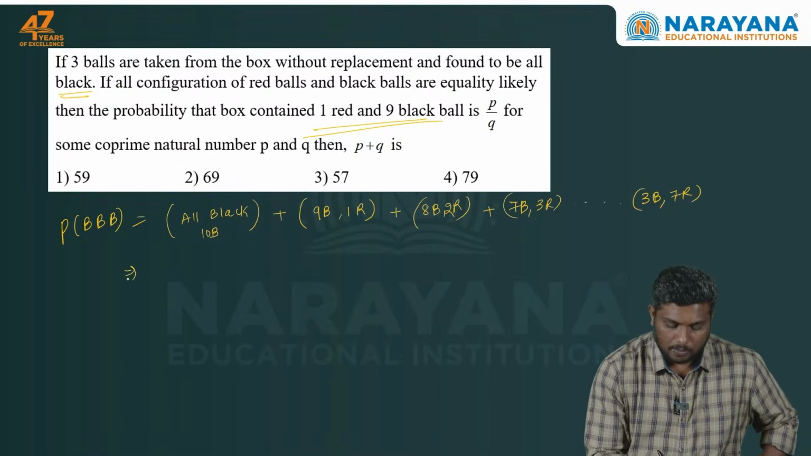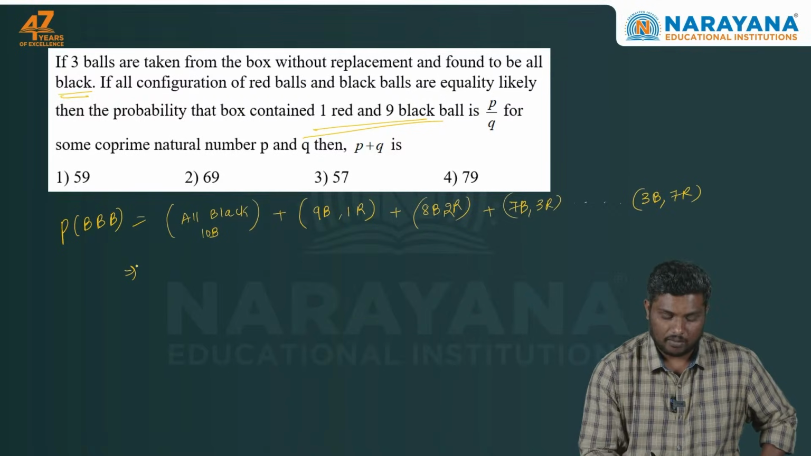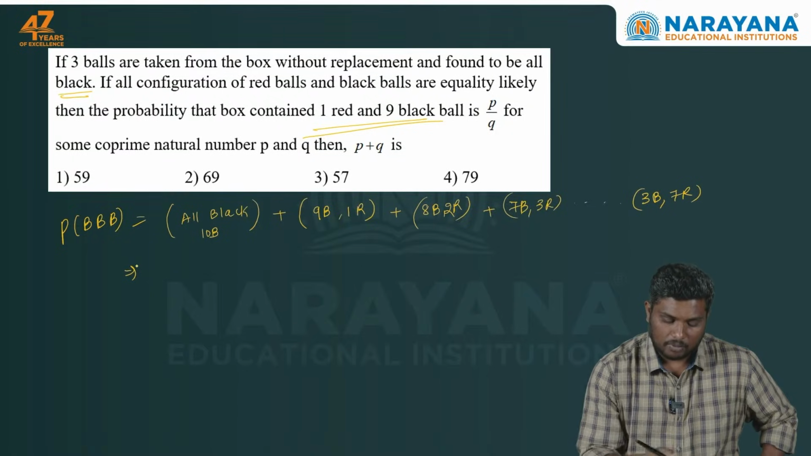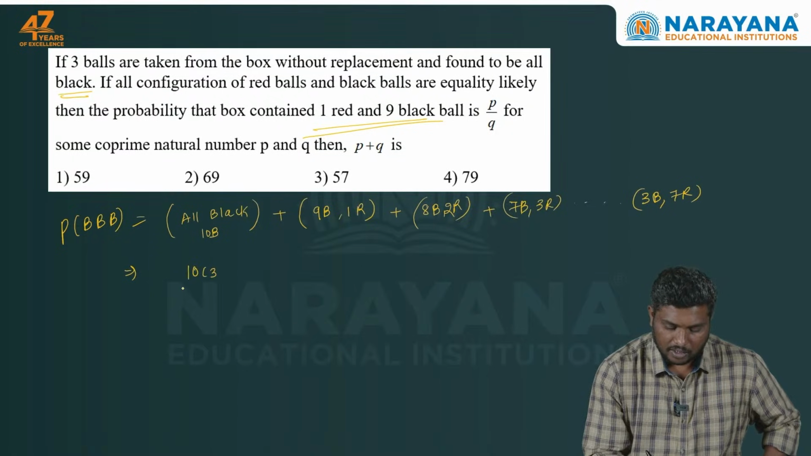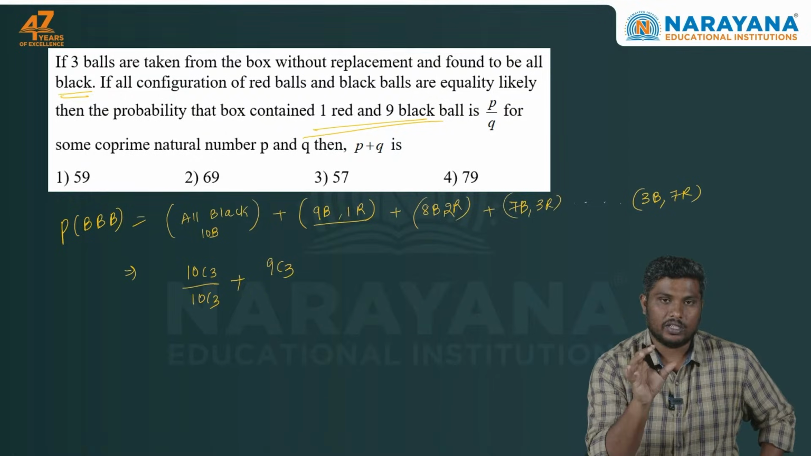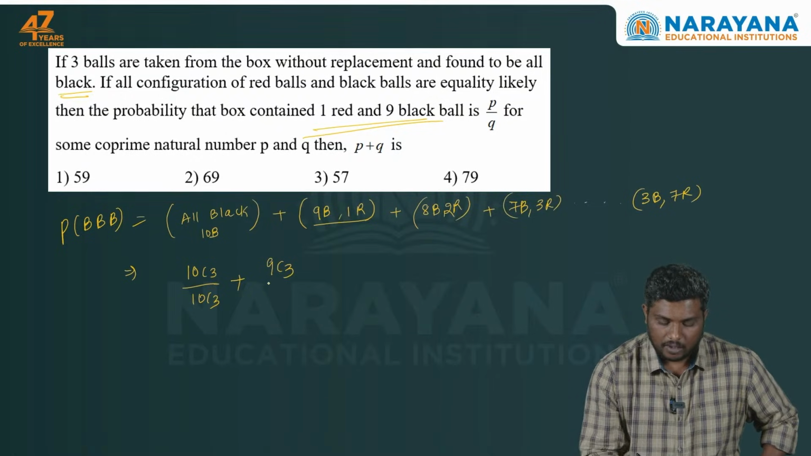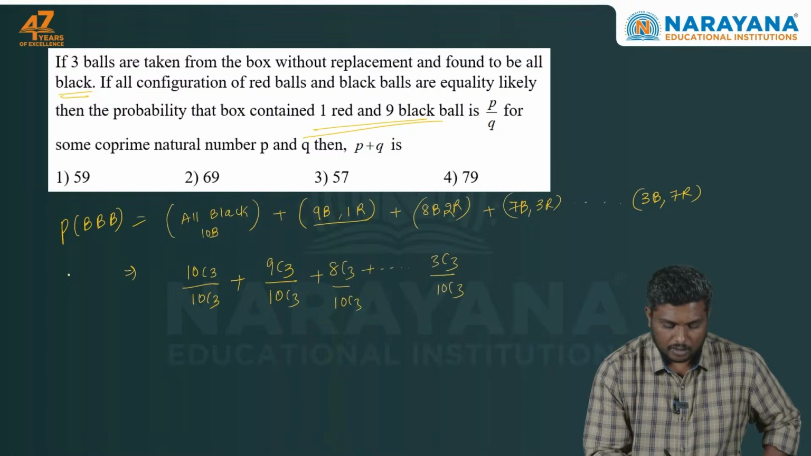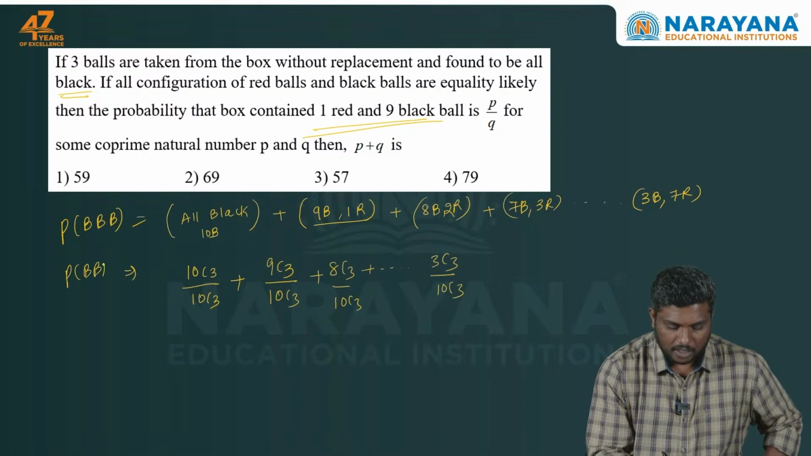Now tell me, what is the probability of getting 3 black balls? When all balls are black, it is 10C3 by 10C3, which is 1, plus 9C3, where 9 black balls are there and you select 3 out of them, favorable cases, by total 10C3, plus 8C3 by 10C3, and so on till 3C3 by 10C3. This is the probability of getting 3 black balls.